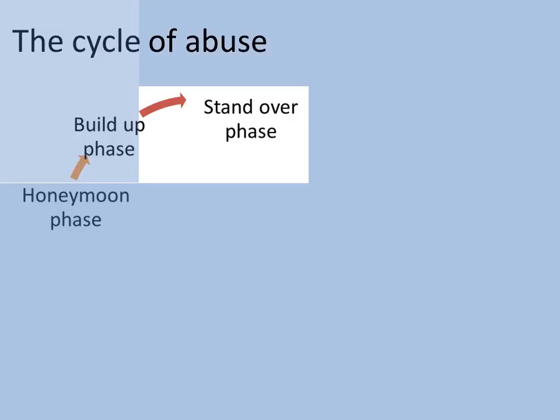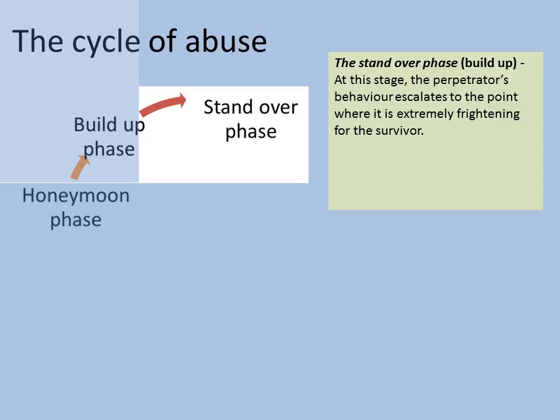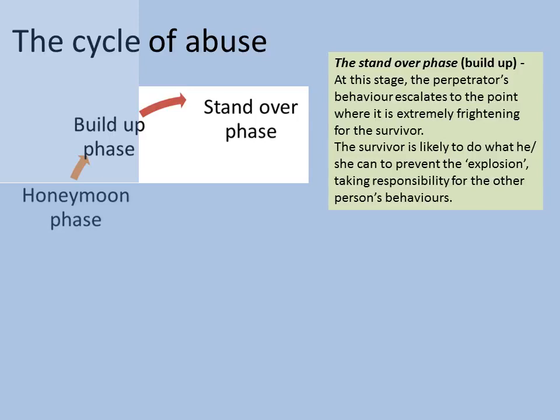The next phase is subtly different. In this phase, the perpetrator's behaviour escalates to the point where it's actually quite frightening for the survivor. And the subtle shift is that the survivor is likely to do whatever they can to prevent the explosion. And here's the difference, taking responsibility for the other person's behaviour. So in that build-up phase, we had the perpetrator taking more responsibility. In this phase, we've moved on. Here the survivor is feeling the need to take on more and more responsibility for how another person is behaving. And that's quite deliberately manipulated that way quite often, quite typically.